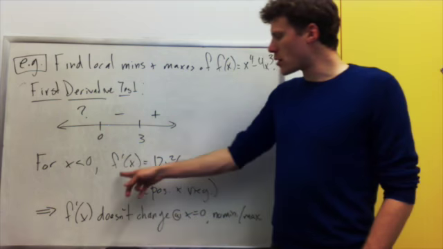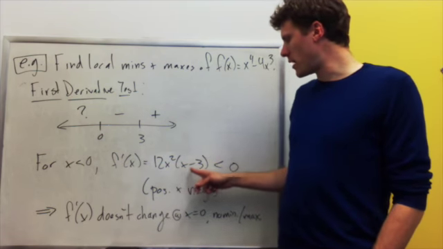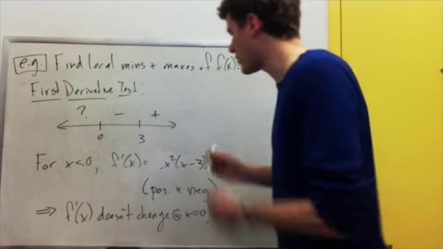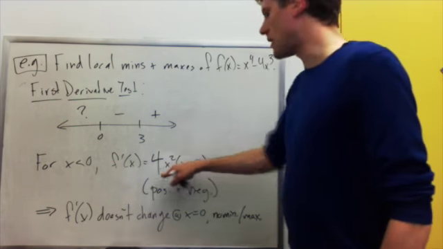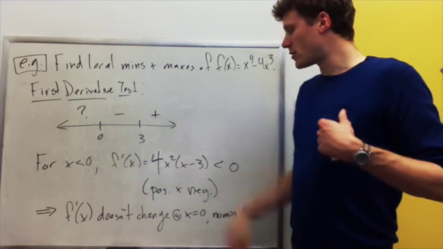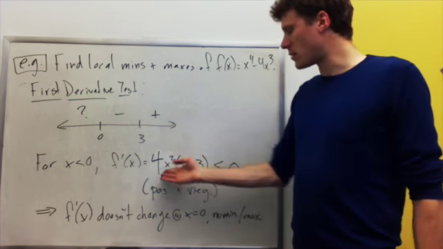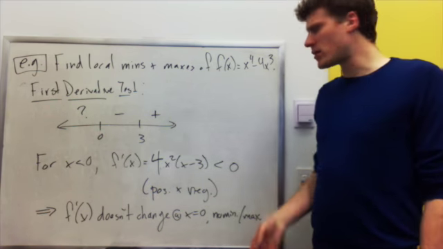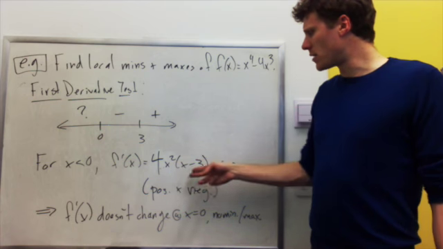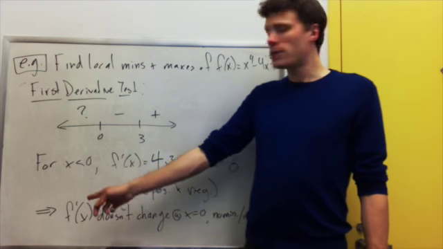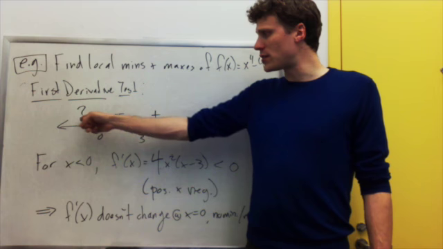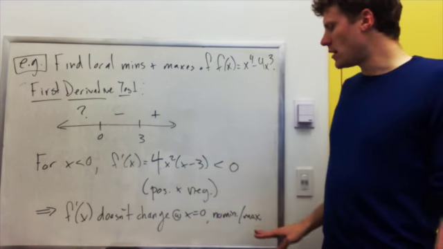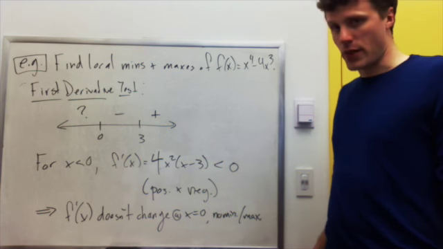Well, for x less than 0, f prime of x, which is 4x squared times x minus 3, is going to be negative. Why? Well, 4x squared is always going to be positive, or at least 0, so that's positive. X minus 3, if I'm taking x less than 0, subtracting 3 from something less than 0 is negative. So positive times negative gives me negative. So the first derivative does not change sign at 0. It starts negative and it stays negative. That means that f prime doesn't change sign at x equal to 0, and there's no minimum or maximum there.